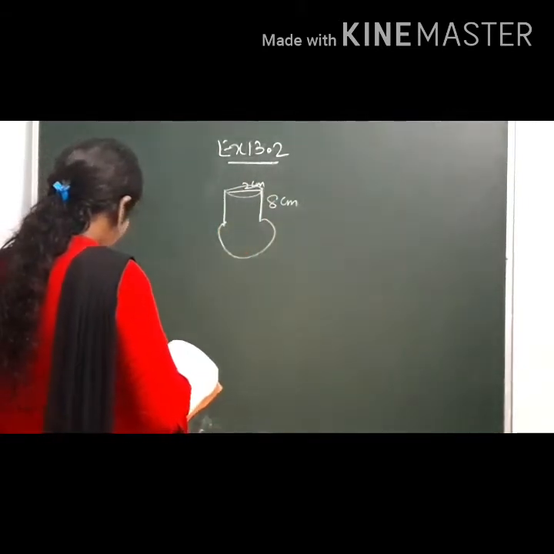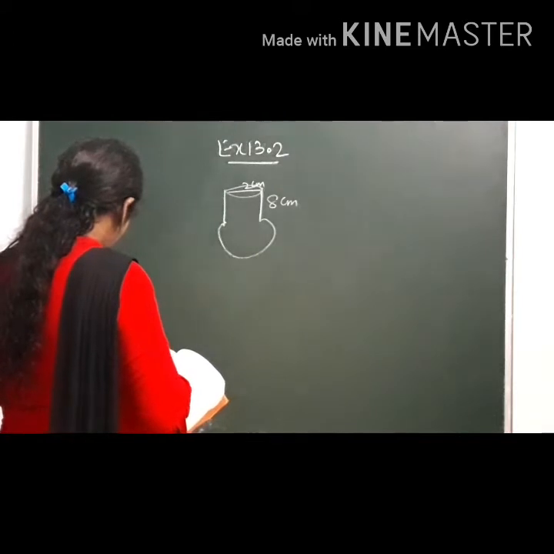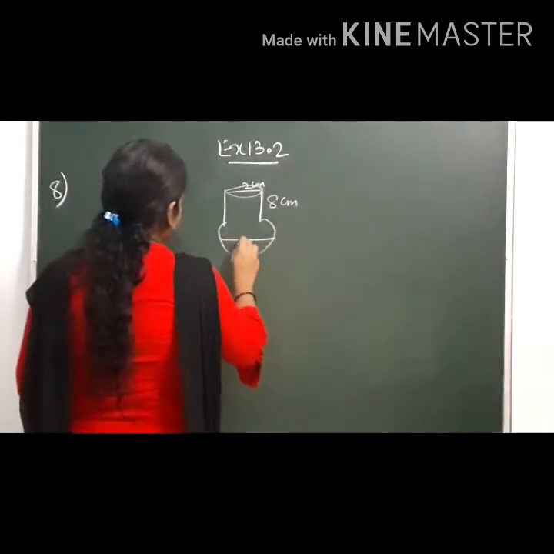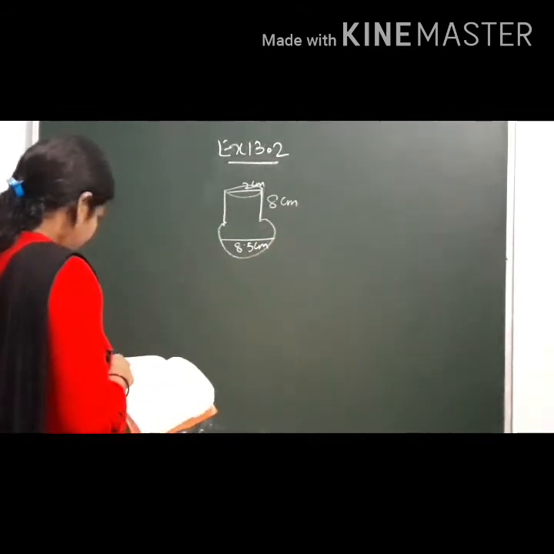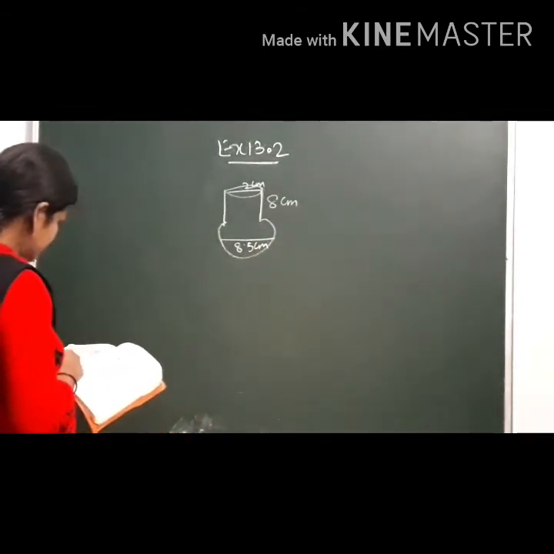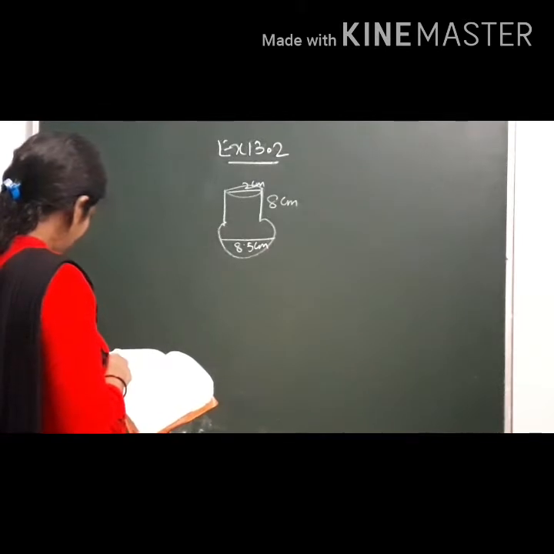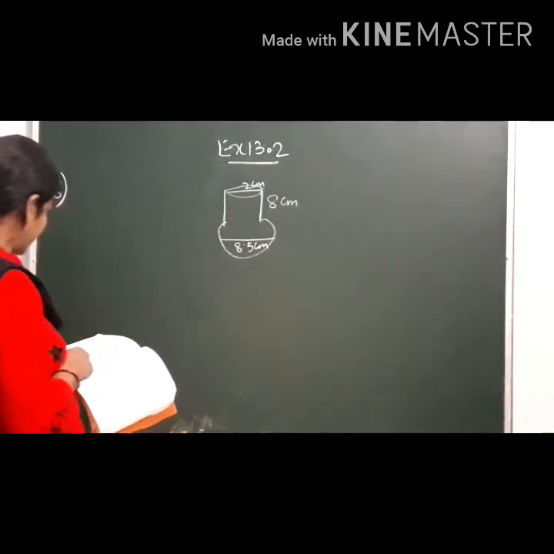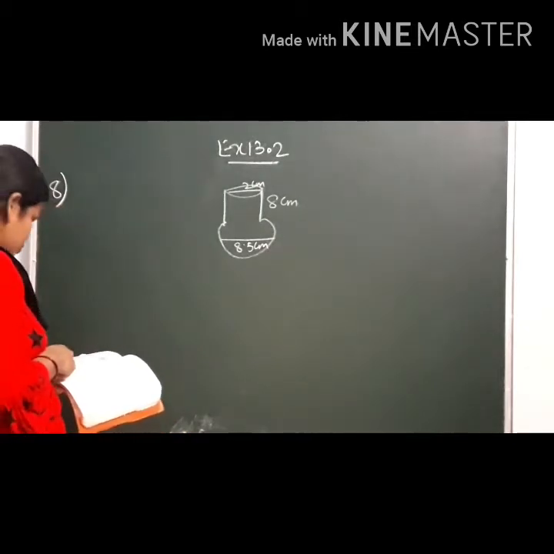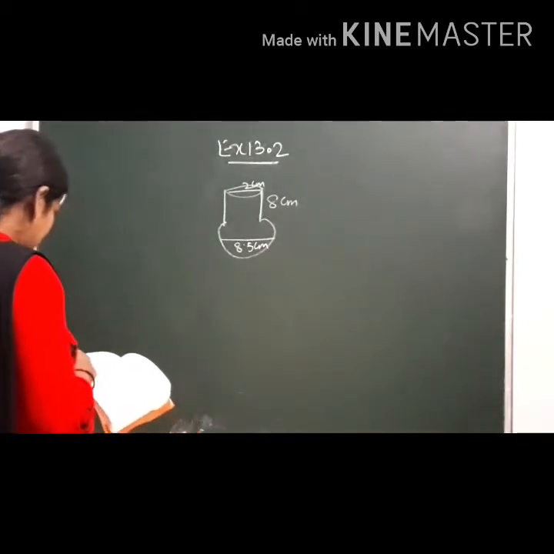The diameter of the spherical part is 8.5 cm. By measuring the amount of water it holds, a child finds the volume to be 345 centimeter cube. So check whether the answer is correct or not.